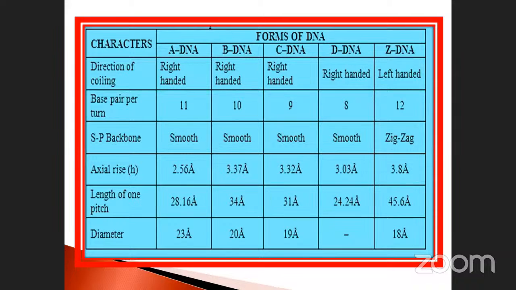Okay, this is 34, this is 31, 24, 24 Angstrom, and 46.6 Angstrom. All are high in this category, except this one, because it is very less in nature. 18 Angstrom is very less compared to the other things, but others are very high. See here, 3.8, 3.37 only here. 45.6 is here. This one is very less. Which one? The diameter is short. So this is 19 A, this is 18 A, this is 20 A, 23.